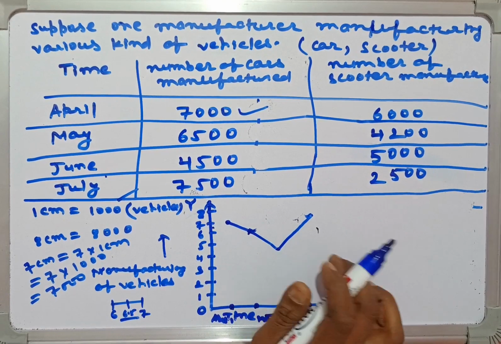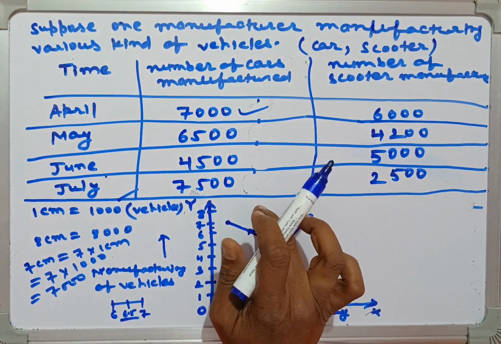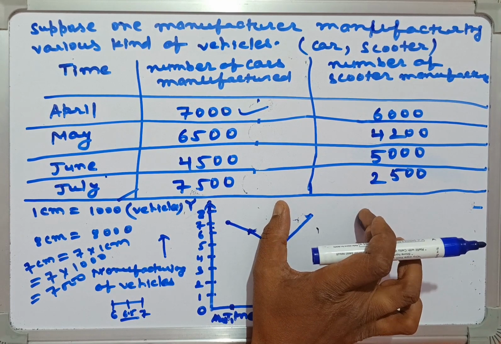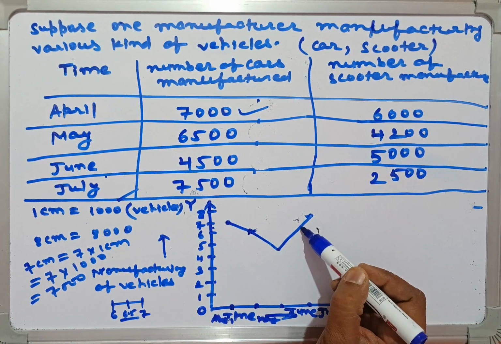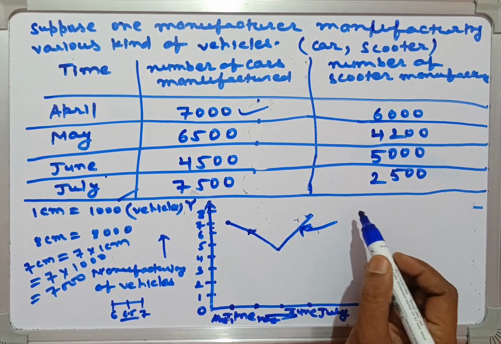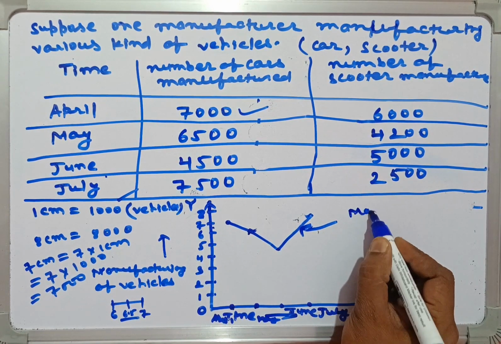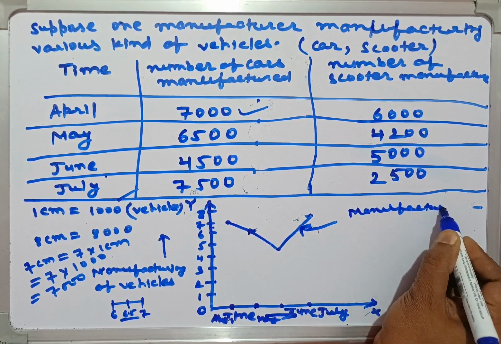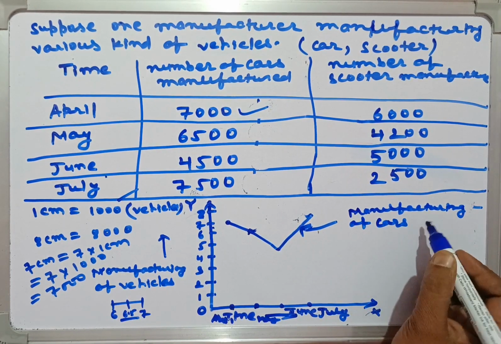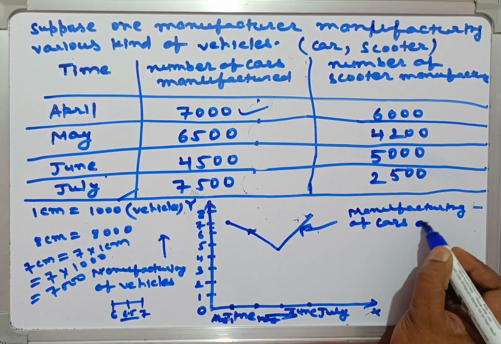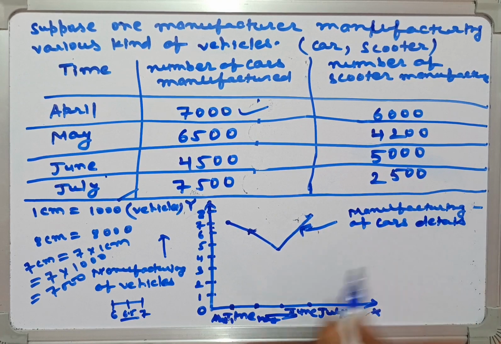Guys, notice here we have two data sets, one for cars manufactured and one for scooters manufactured. So we write this one as manufacturing of cars details.